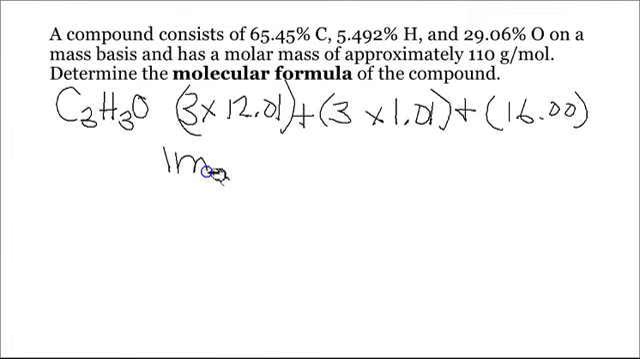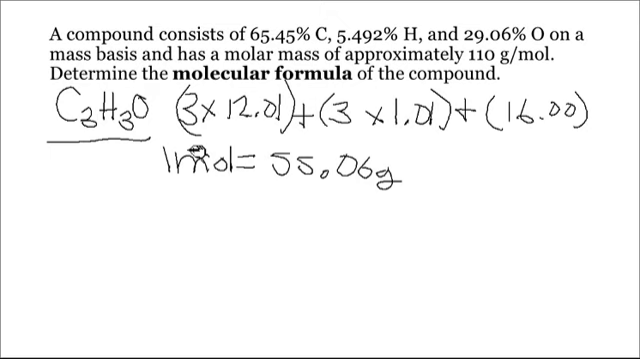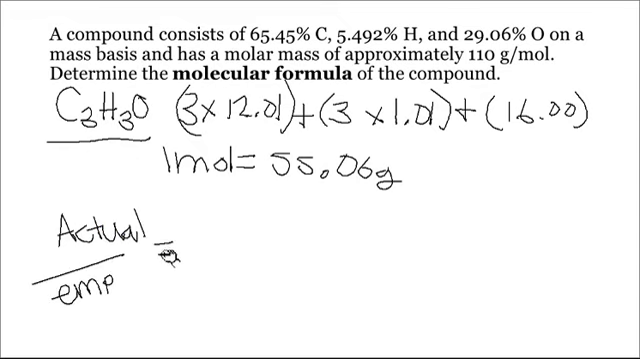So what that means is 1 mole of my empirical formula is equal to 55.06 grams. So now remember, I want to get the ratio that I need to multiply this empirical formula by, so the multiple that I need to multiply this by, and I'll get that by finding the ratio. So I'm going to take the actual molar mass divided by the empirical mass, and that will give me my multiple, and then I'll use that multiple to calculate my actual molecular mass.